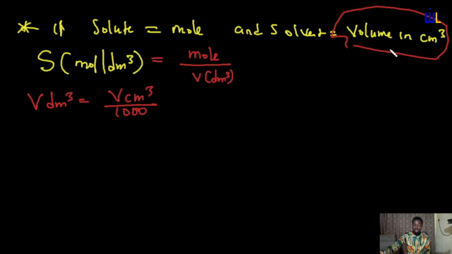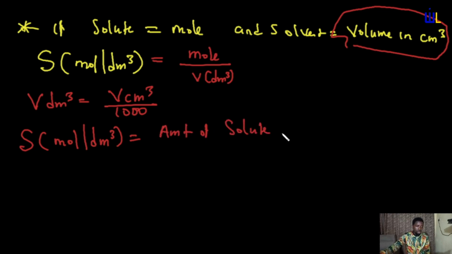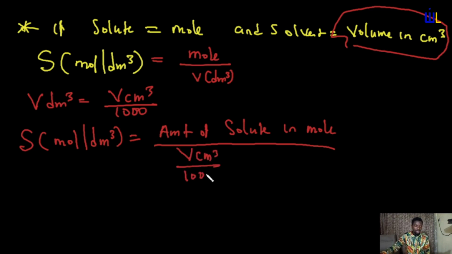But because I have my volume in cm³, I can generate a new mathematical formula from that. If volume in dm³ equals this, my solubility in mole per dm³ can actually take a different turn, and that will now be amount of solute in mole divided by, I don't have a volume in dm³, but I have a volume in cm³, and the relationship between dm³ and cm³ is volume in cm³ over 1000 of solvent.